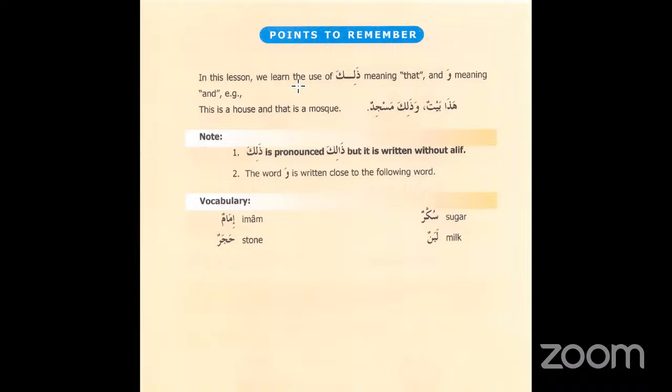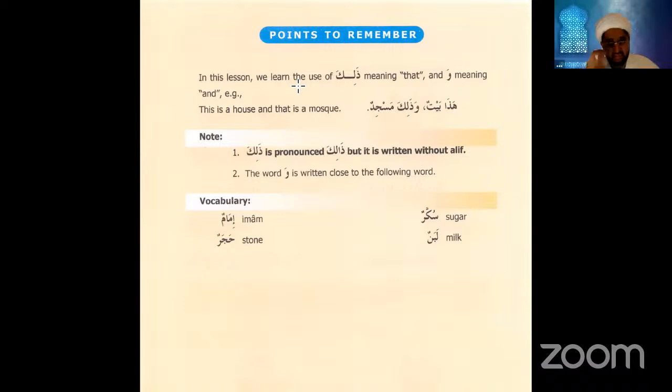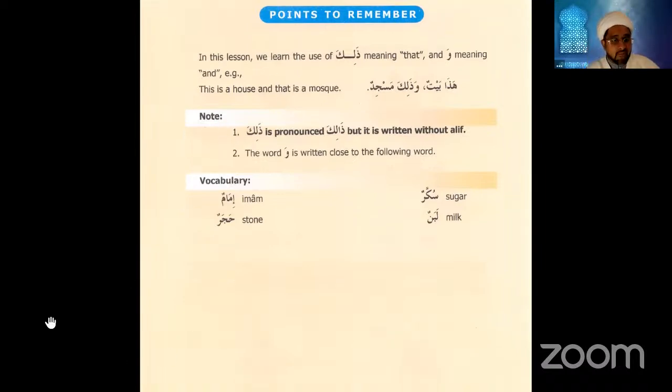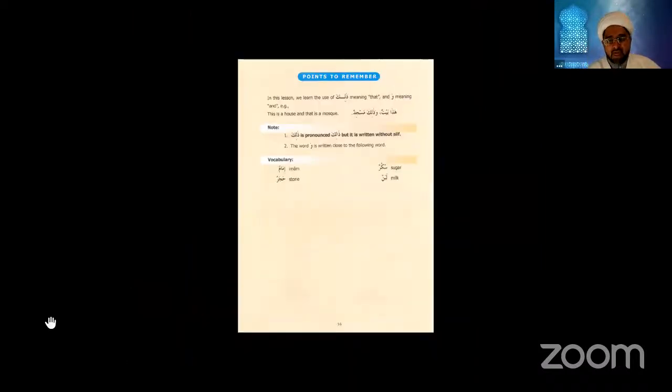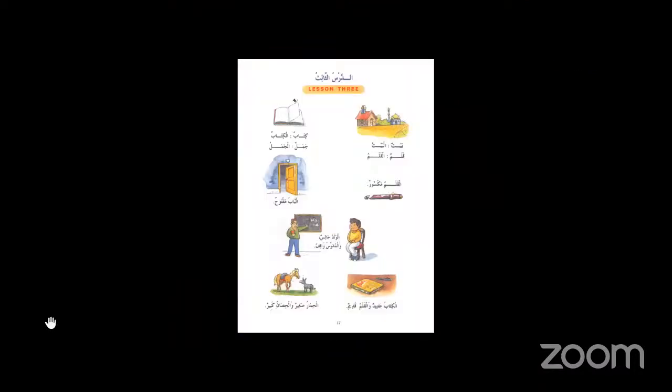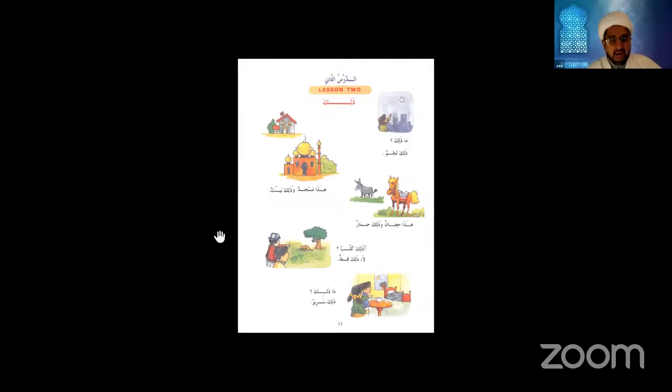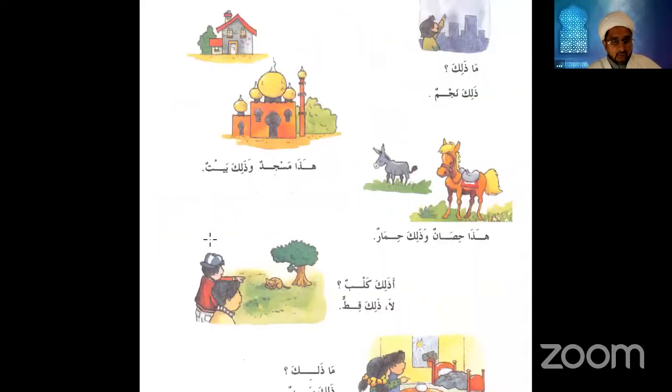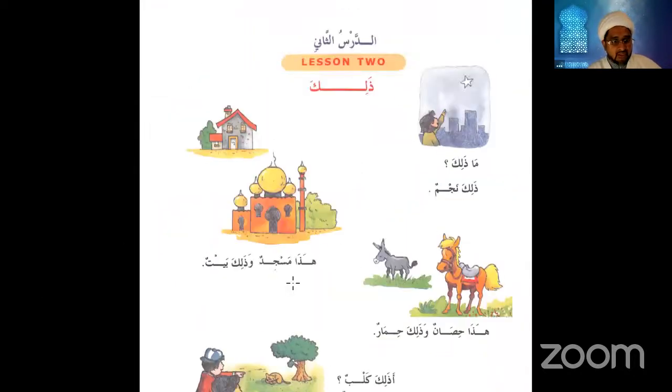Vocabulary: imamun, imam; sukrun, sugar; hajirun, stone; labanun, milk. Excellent. Jazakallah. Thank you. So this is the vocabulary. So where are you from, sister? You seem like either from America. Yes, I'm in Canada. Brilliant. Bismillah. Now, this lesson itself, inshallah, I'll bring you back in 2 minutes, but let me just go for the vocab and then inshallah, I'll bring you back.